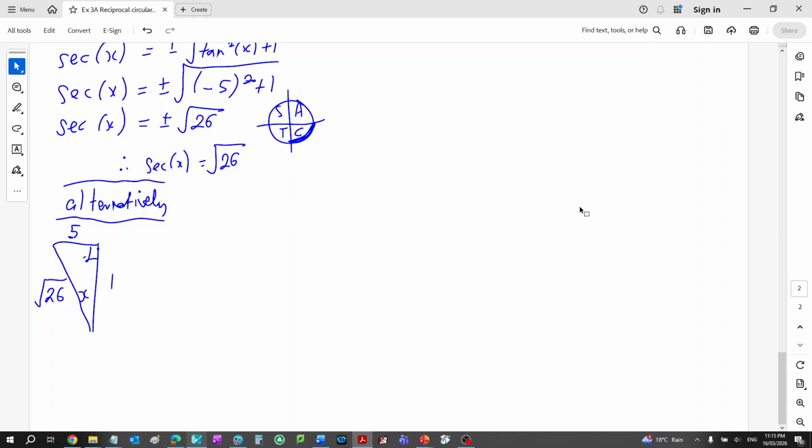And now because I want to find sec of x, which is 1 over cos, cos is adjacent over hypotenuse, and so if I flip that, sec is going to be hypotenuse over adjacent.